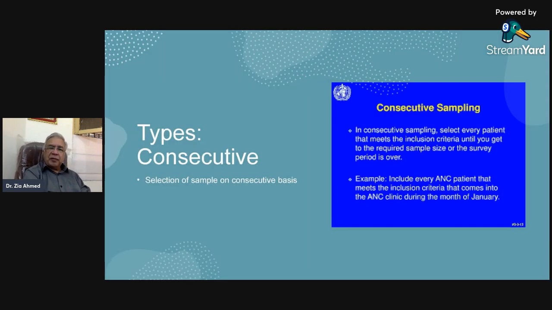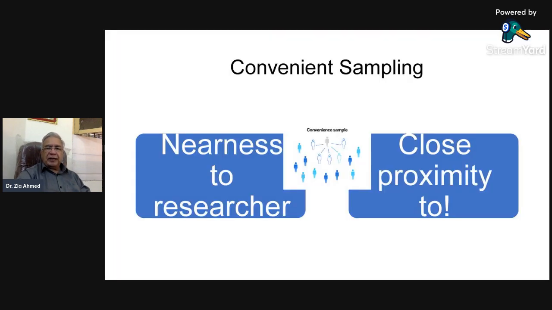Among the non-probability sampling, the first method or type is consecutive. By consecutive, I mean that if we have taken the first member of the target population, then the second, then the third, and the fourth, they will be consecutively selected. If it is done until the required number of target samples is reached, we continue to do so. And in the same way, the next one is going to be convenient sampling.